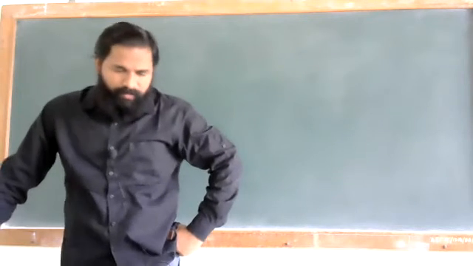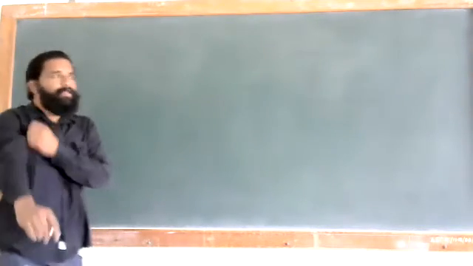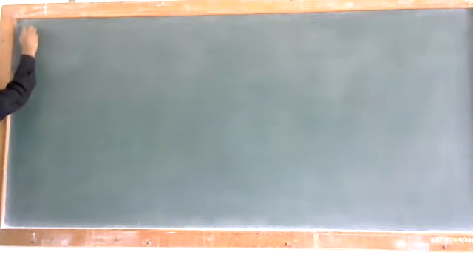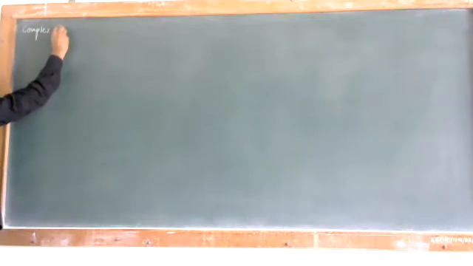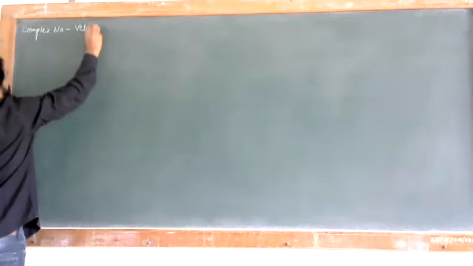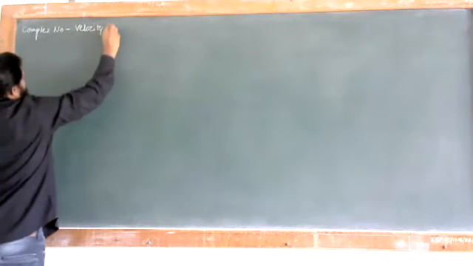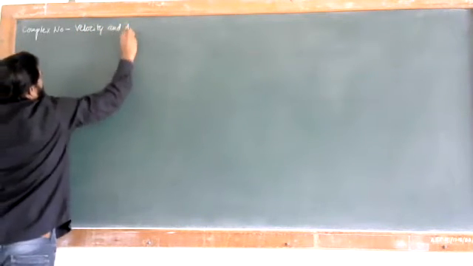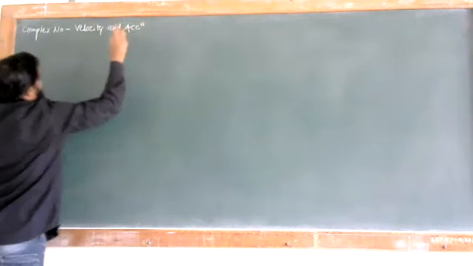So the topic is we'll have to determine the velocity and acceleration in curve motion. Okay, so we have that complex number. So by using that complex number, we'll have to find out the velocity and acceleration.